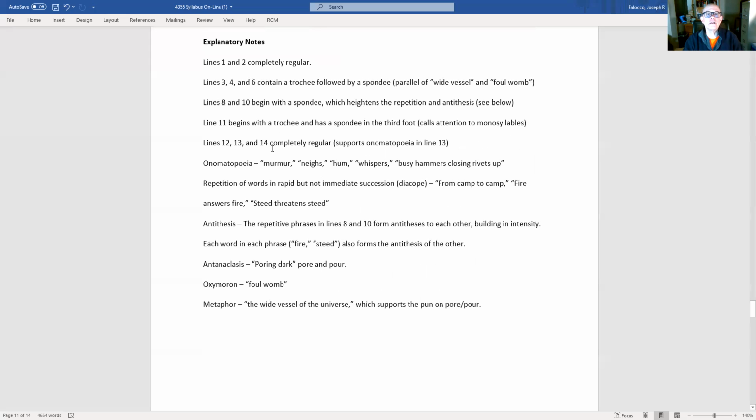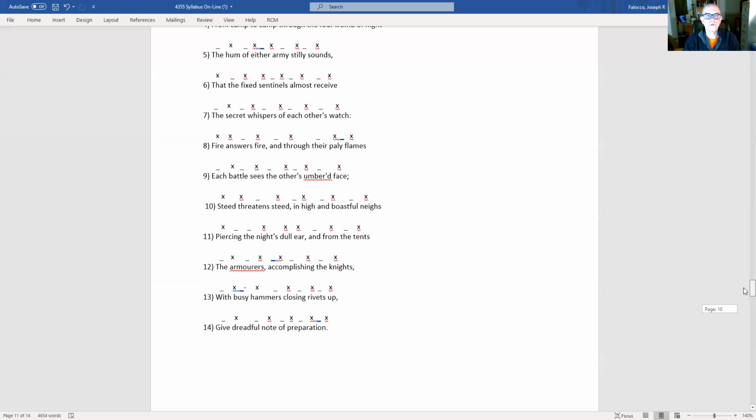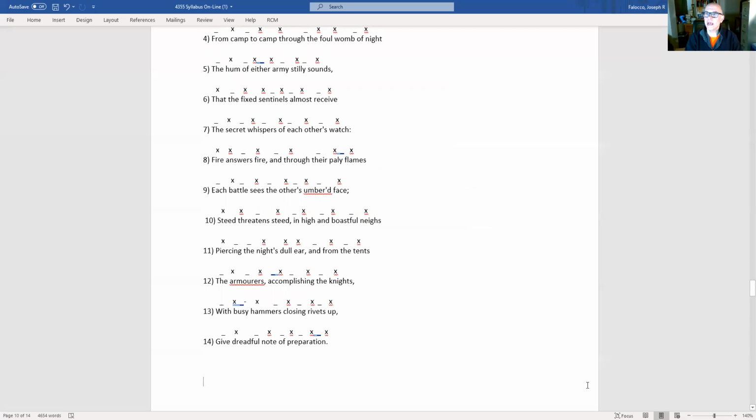The final lines, as I note here, are, as I read them, completely regular, which supports the onomatopoeia in line 13. "With busy hammers closing rivets up." Here you've got that whole phrase that sounds like what it means. Typically, when you're acting, you don't want to hit the rhythm quite that hard. But here I think is a case where you can really exaggerate. "Busy hammers closing rivets up."